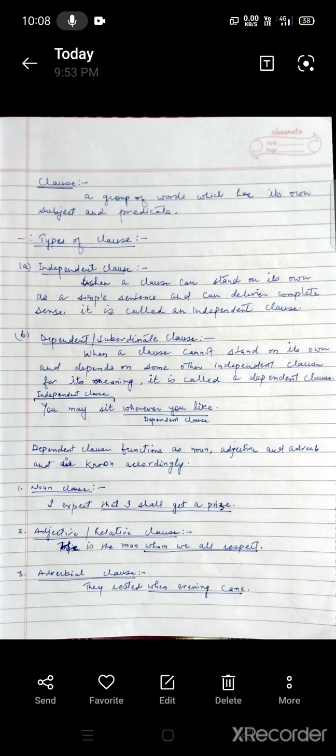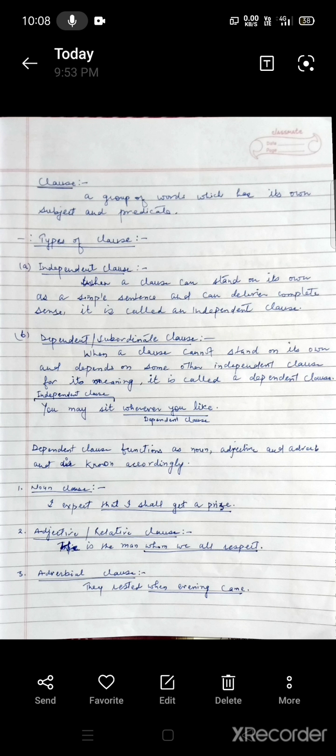An adjective clause is also known as a relative clause. So relative clause and adjective clause are both the same thing. Why relative clause? Because in a relative clause, we can see that the dependent clause always begins with a relative pronoun or a relative adverb. For example, in our sentence, "whom" is a relative pronoun, so we can call it a relative clause or an adjective clause.